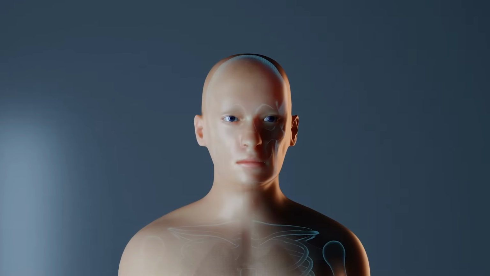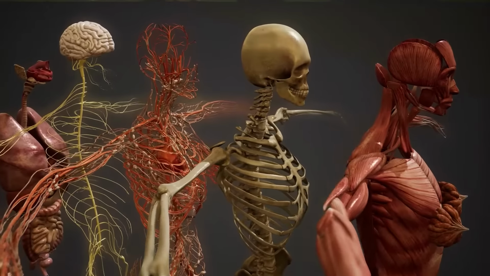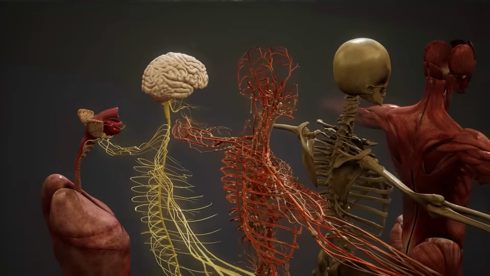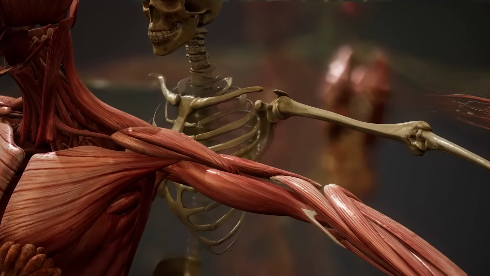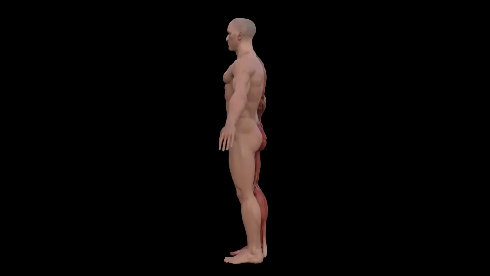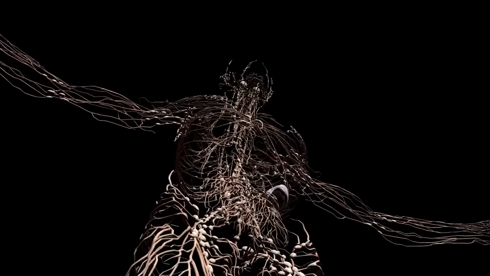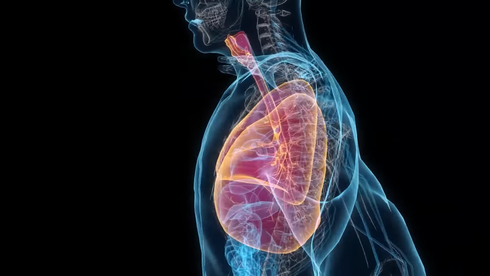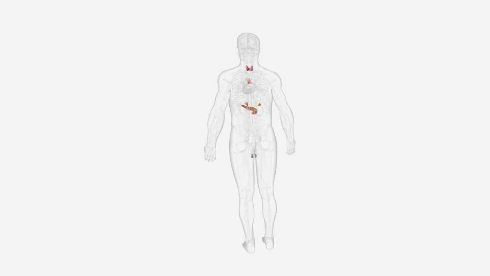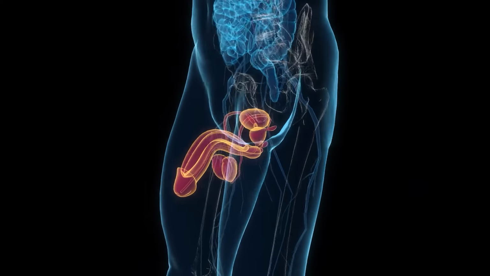In this video, we will talk about basic human anatomy and systems in the human body. The human body can be studied and understood in terms of various systems, each of which is responsible for specific functions. Here are some of the major systems of the human body: skeletal system, muscular system, cardiovascular system, nervous system, respiratory system, digestive system, urinary system, endocrine system, lymphatic system, and reproductive system.